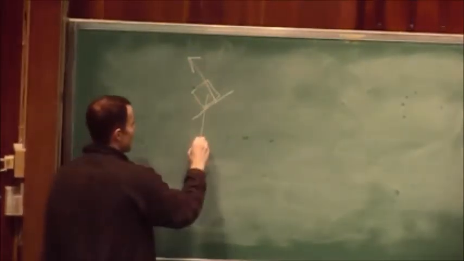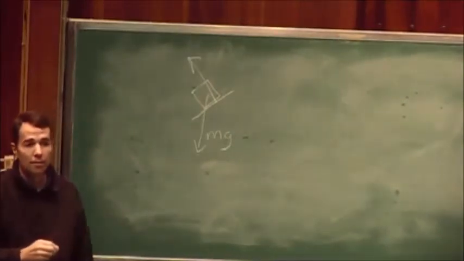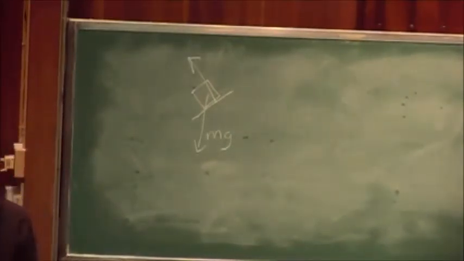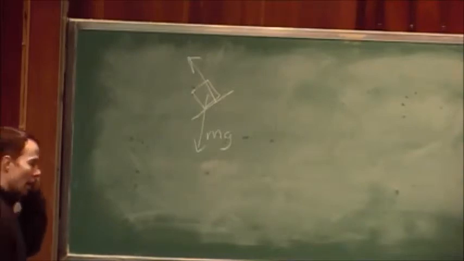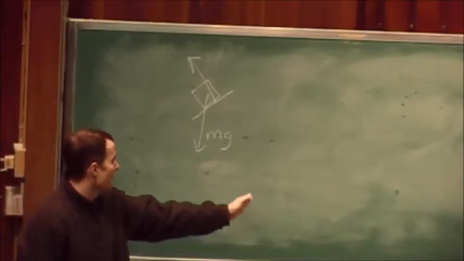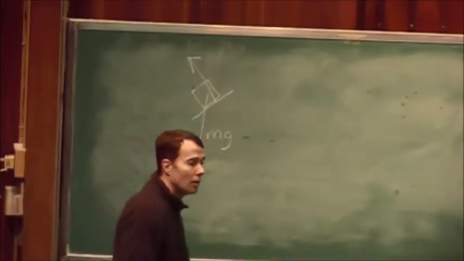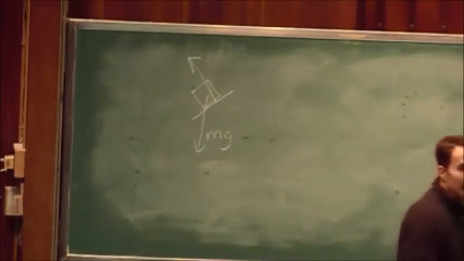We have mg. What else do we have? We're going to ignore friction for this. We'll just ignore friction for this one. Let's suppose I can go around the bank, and I have a particular angle. Do I have anything else?